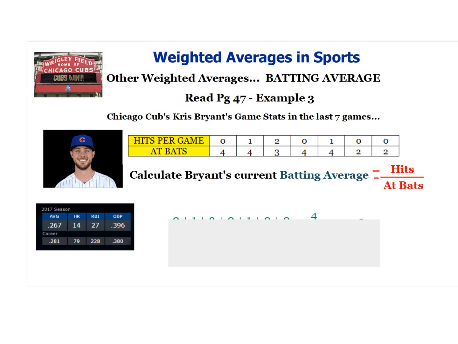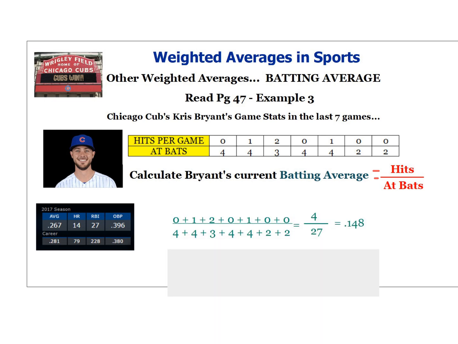So I've done that here. If I take the hits and add them all up, from this top row, you see that he only had 4 hits. And the number of times he was at bat goes in the denominator, and that comes from here. If you add up all those numbers, it comes out to be 27. So you take 4 divided by 27, and you get his batting average, which is .148.